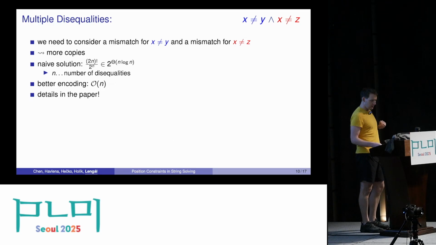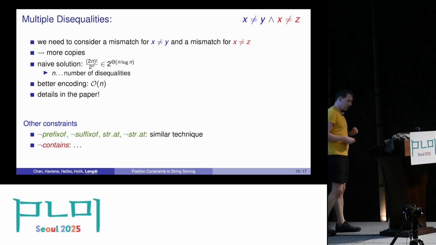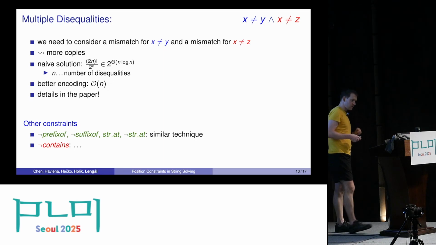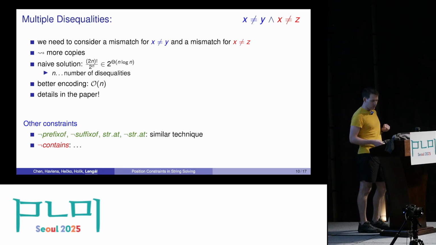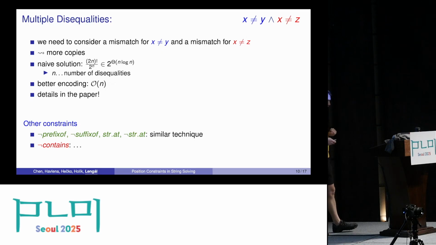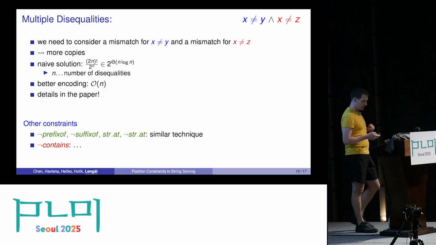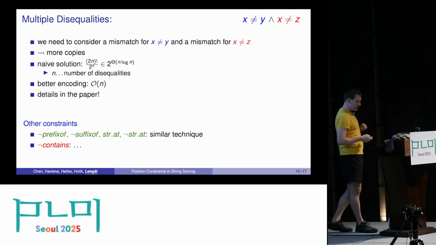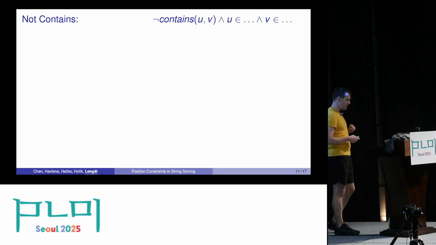If you want to see details, please go and check it in the paper. For other constraints, for not prefix, not suffix, and add constraints, this is a very similar technique, so you can just pretty much extend it straightforwardly. Not contains is more complicated.